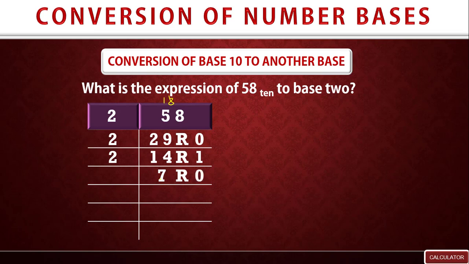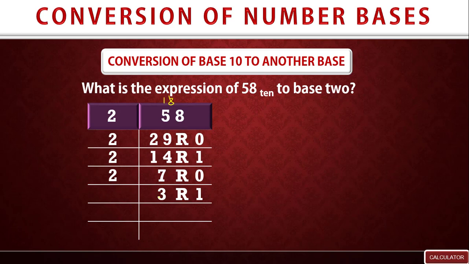And then the next thing, we also have to divide this 7 by 2 again. So how many times will 2 go in 7? That will be 3 times remainder 1. If you remember the 2 times table, 2 times 3 will give 6. 7 minus 6, that will give 1. So that's where we got the remainder 1 from.